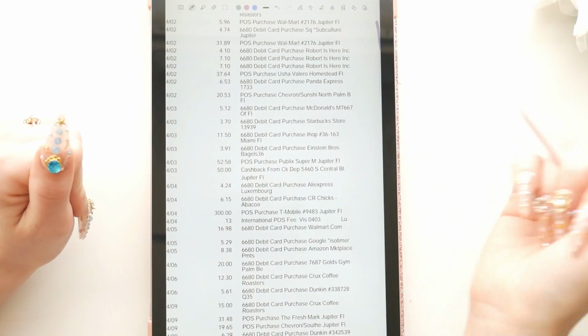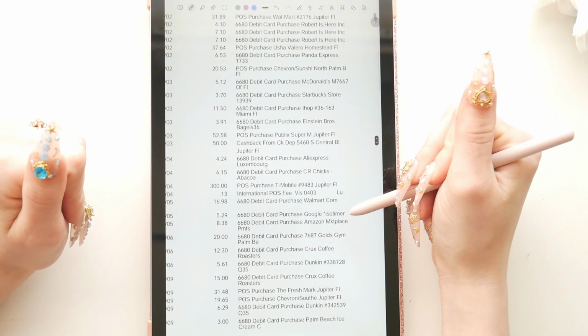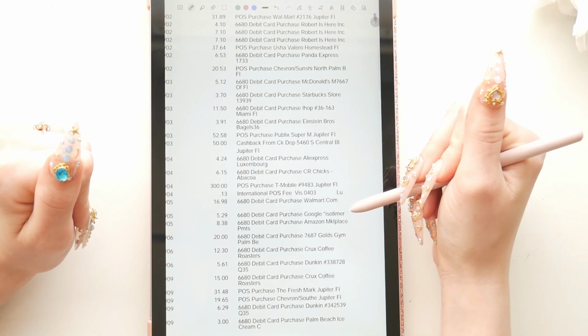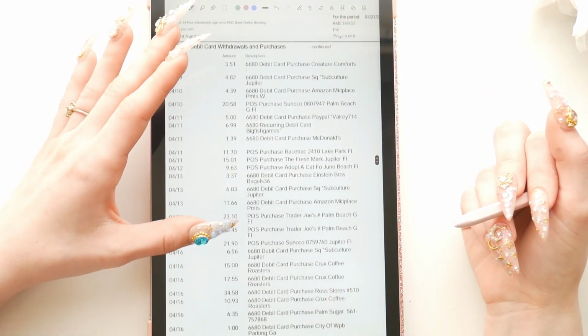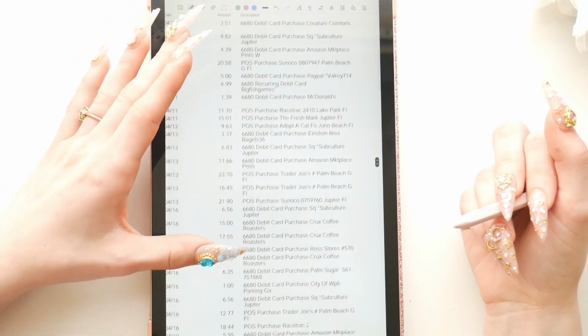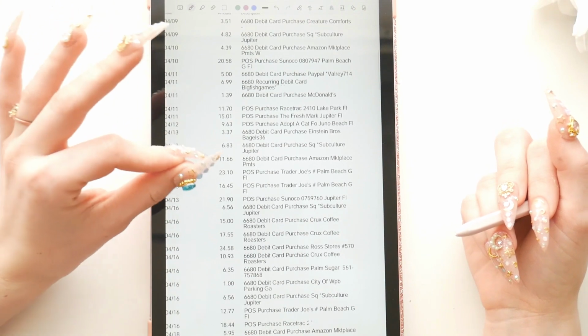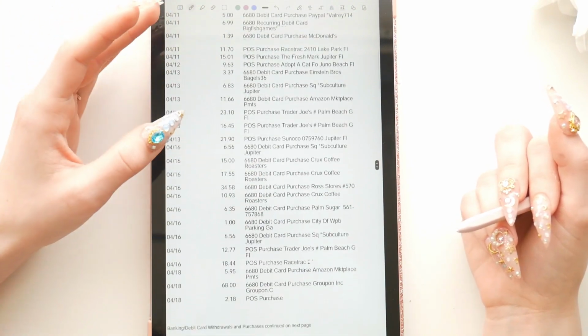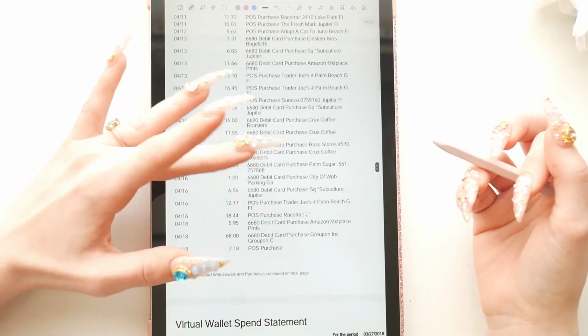AliExpress, because I was cheap. I paid for a calendar. Of all of the apps to purchase, I bought a calendar. Let's see, anything else here that's worth pointing out besides coffee and food and thrift shops? I'm not seeing anything super exciting right now. Yep, I guess let's move on to the next one.